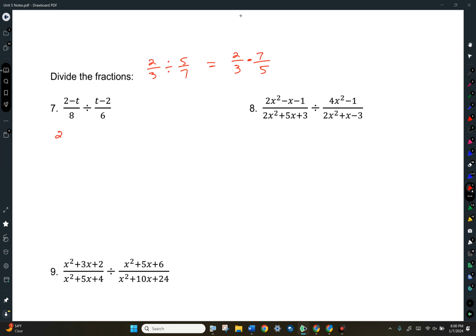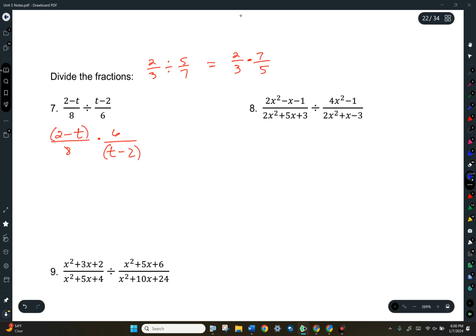So I'm going to think of this as 2 minus t over 8 times, flip over the second fraction, 6 over t minus 2. Okay, so you have to think of this as a parenthesis factor. So in this case, I can cancel, let's see, 2 goes into both 6 and 8, right? 3 and 4. And I can cancel 2 minus t with t minus 2. It just leaves a negative 1. And it doesn't matter where you leave the negative 1, on top or bottom. So what I end up with on top is just 3. On the bottom, this is not 4 minus 1, it's 4 times negative 1, so negative 4.